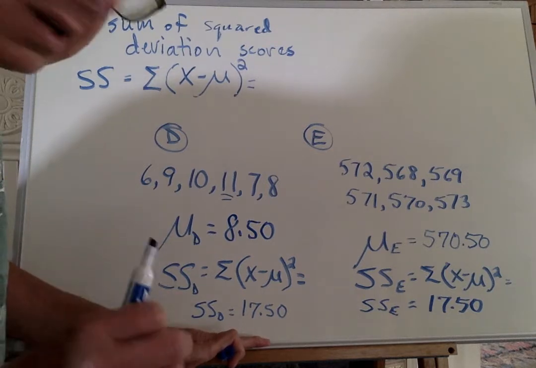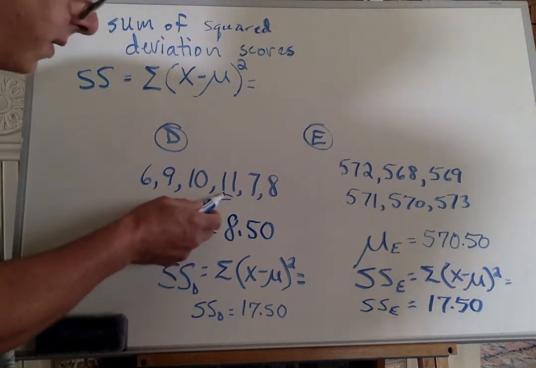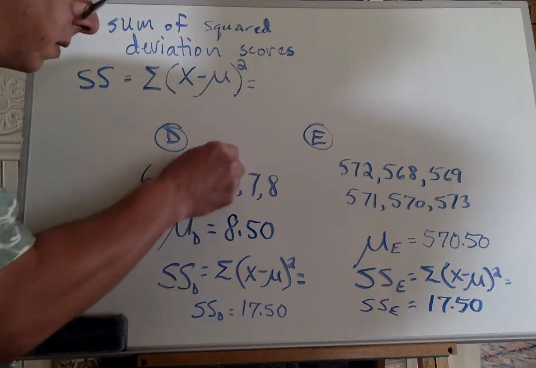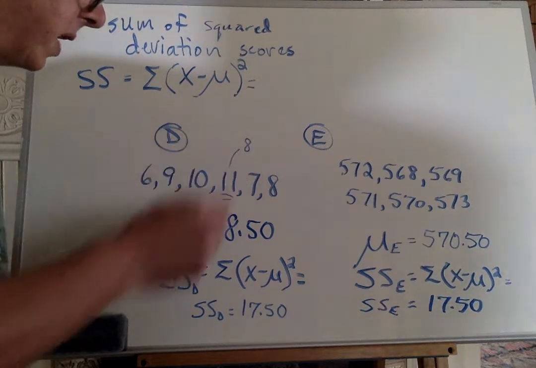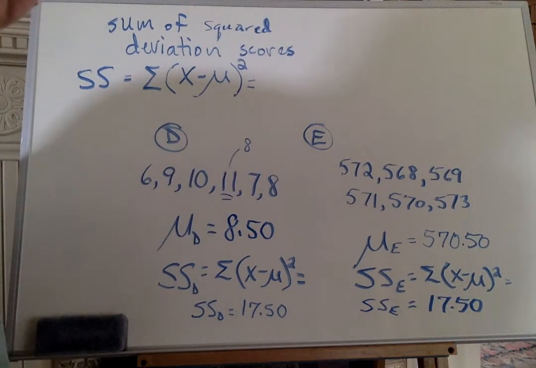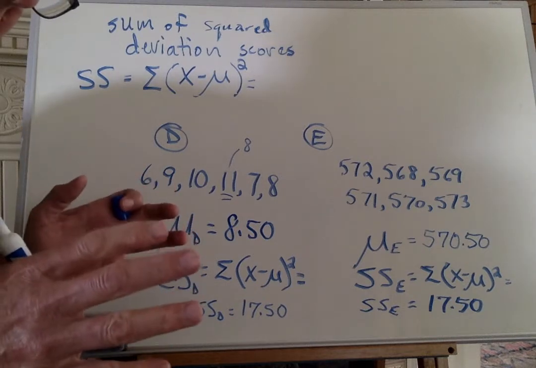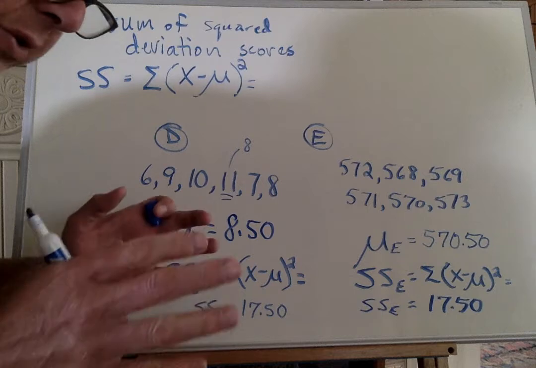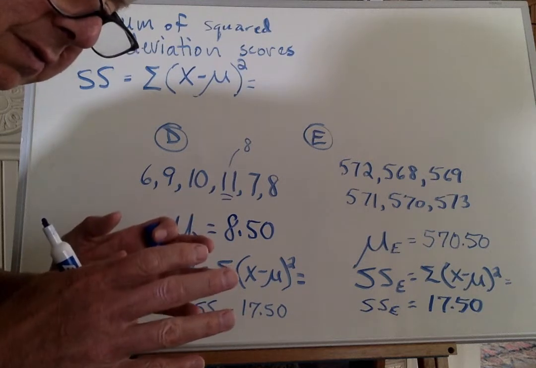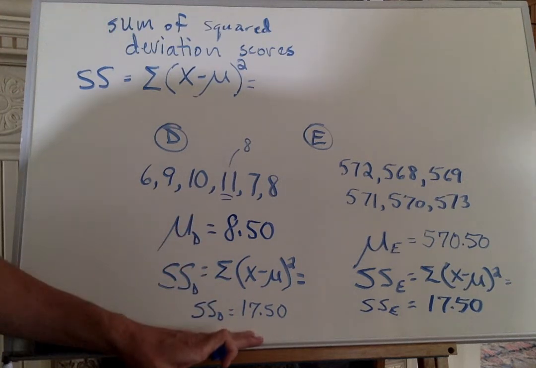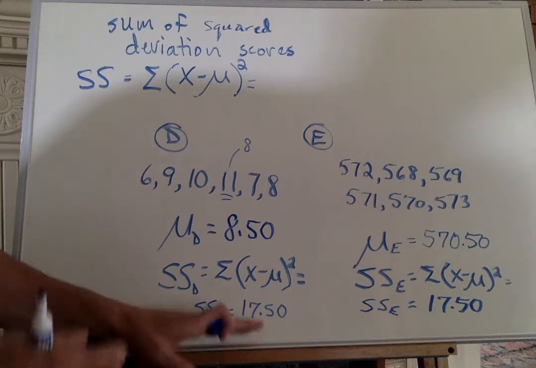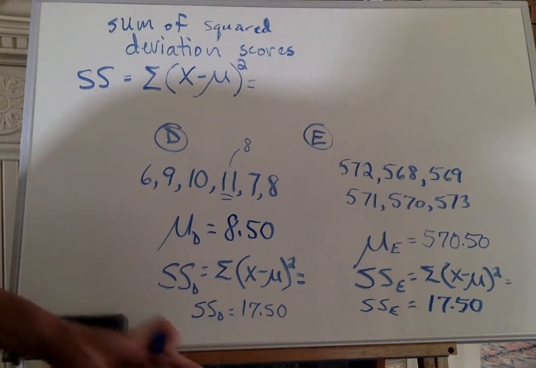Let me ask this a different way. Suppose that instead of 11, we move this number, we change it to 8. Well, in this case then, the variability, the spread outness of the numbers would decrease, and so we would see a corresponding decrease in the sum of squares. Okay, that's how it works.